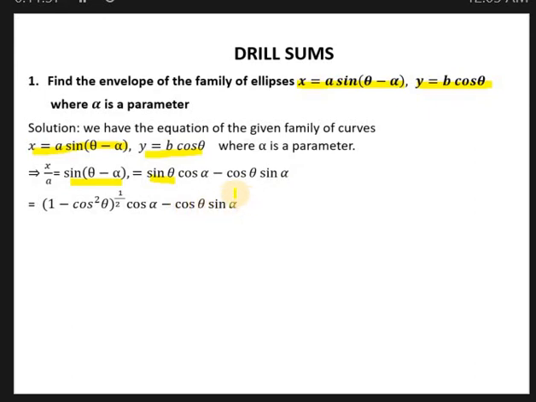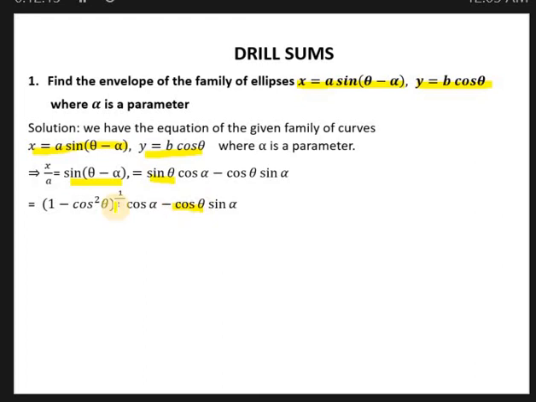Now substitute for cos theta from the second equation. y is equal to b cos theta we have. Hence cos theta is equal to y by b. Cos square theta means y square by b square, and here also substitute for cos theta.